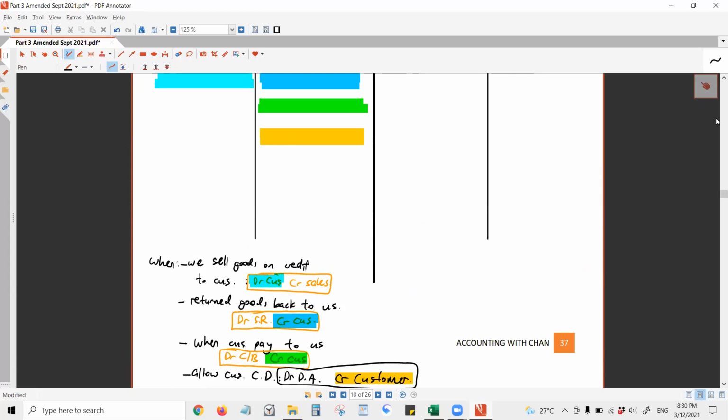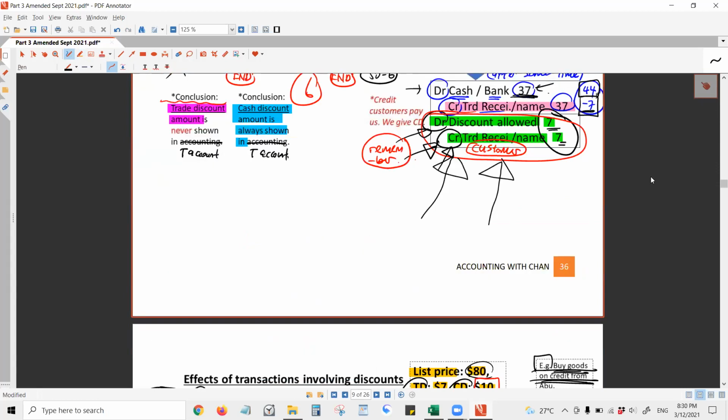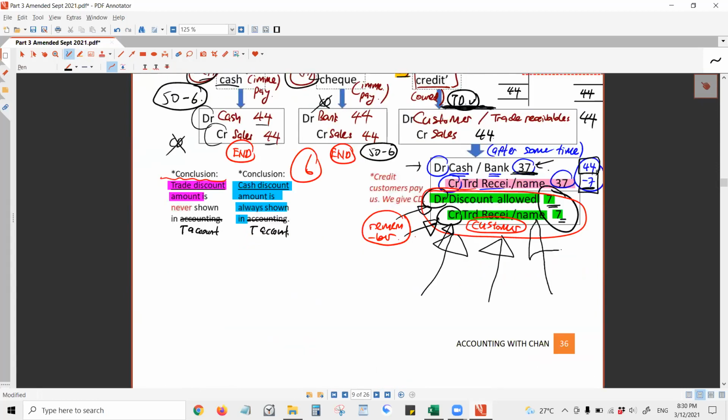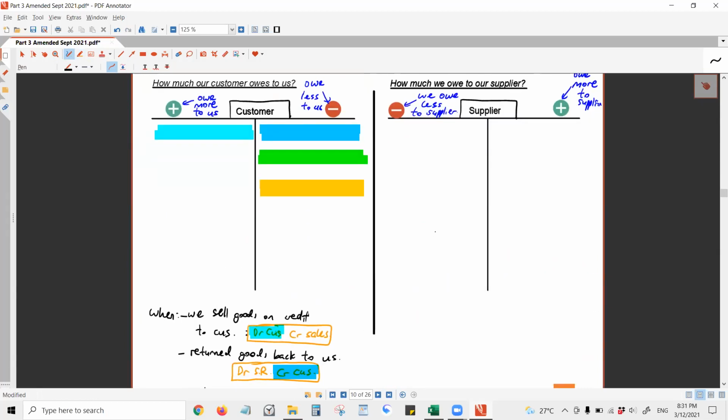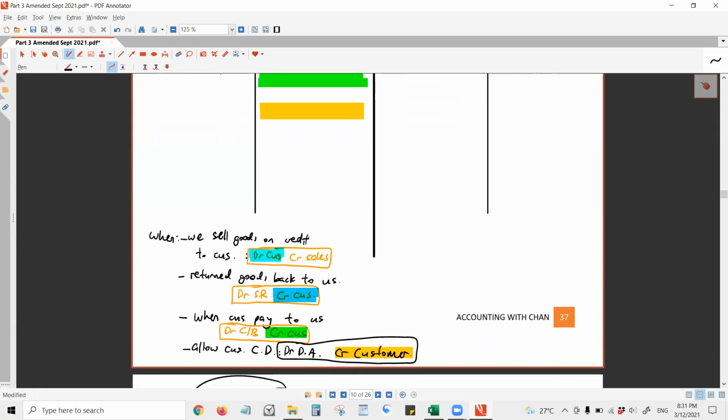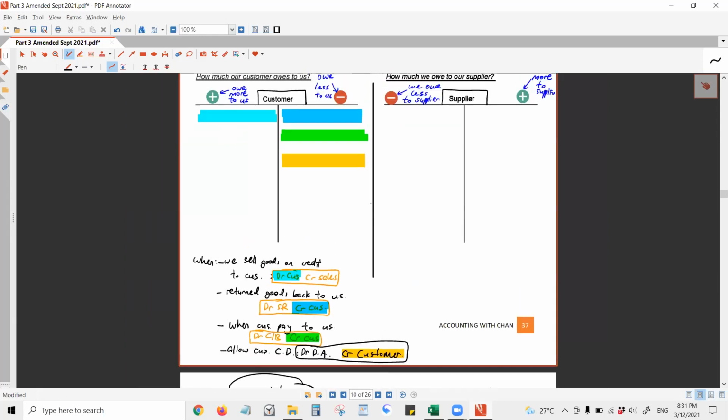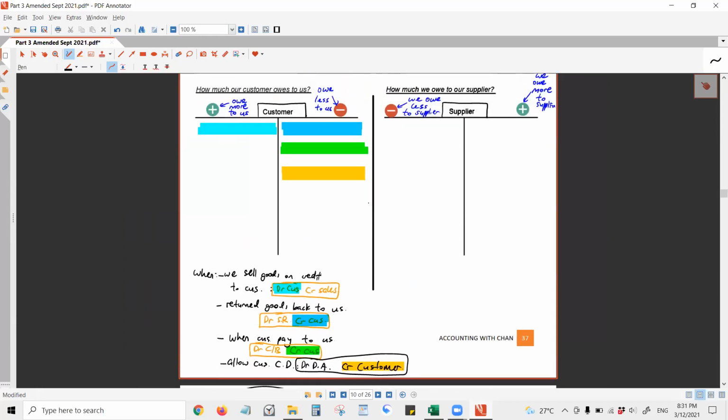Is this the same as what I showed you earlier? Debit discount allowed and then credit customer account? Yes, right? So this is a very good way of remembering what to debit and what to credit, by remembering in a customer account where the plus sign is and where the minus sign is. If you have highlighters of different colors, I also encourage you to do the same, so that when you revise this topic, it will be easier for you. If you have questions, let me know.